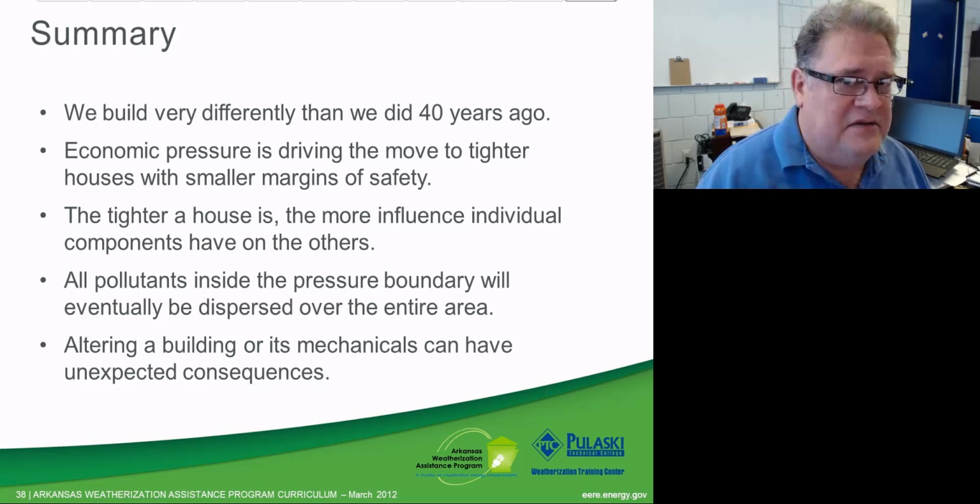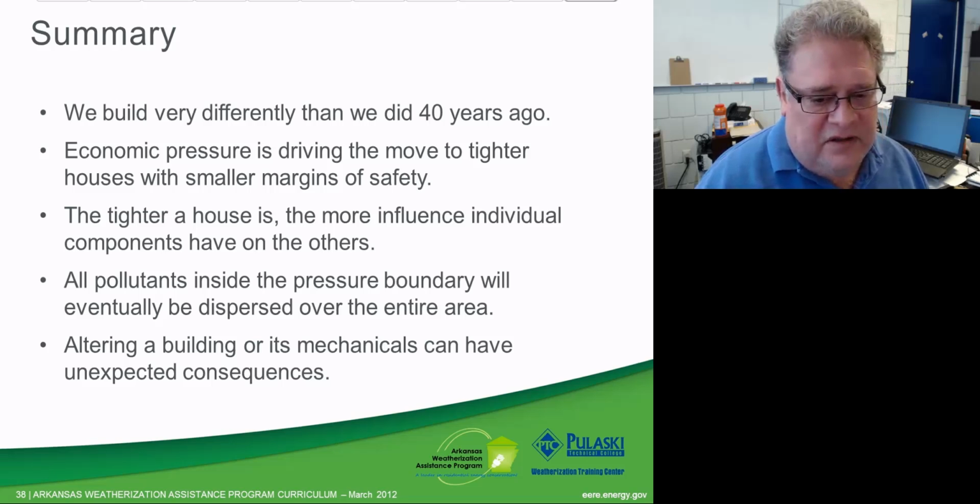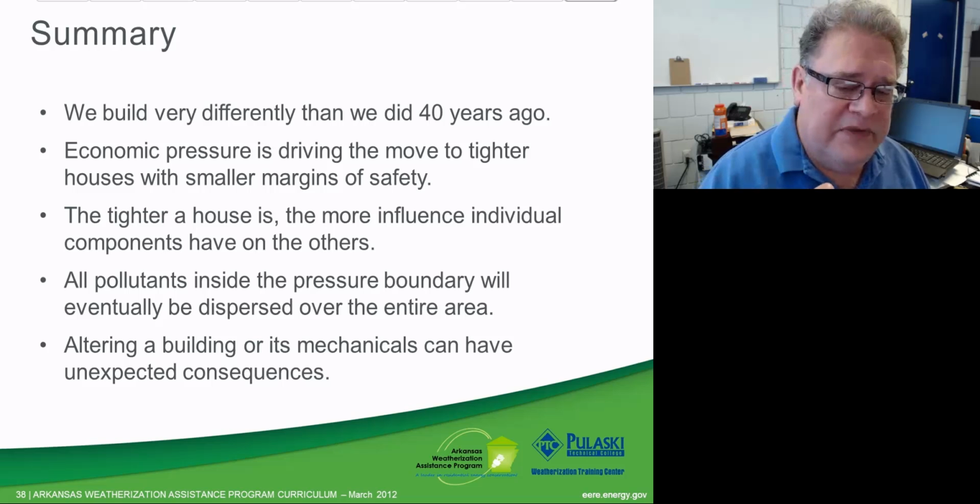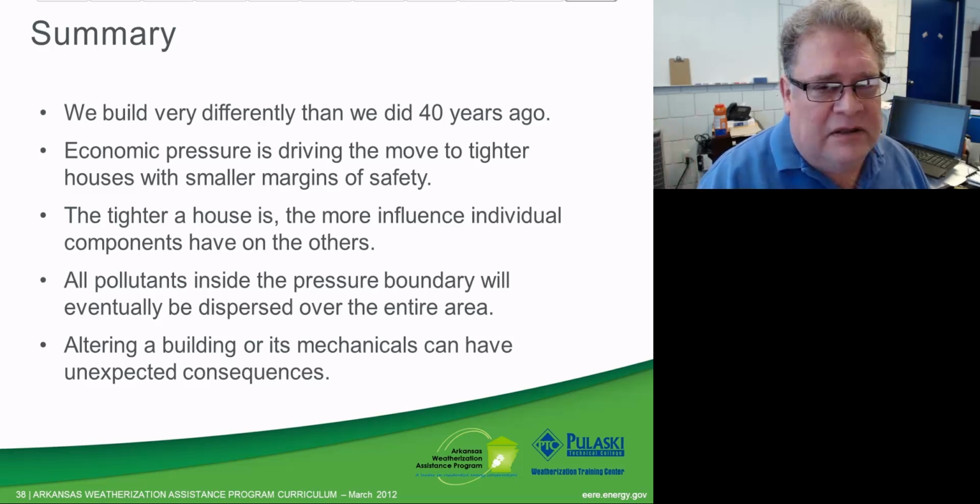The tighter the house is, the more influence individual components have on the others. So a fan tends to have a lot more influence on an open combustion water heater that's natural draft when it's in a tight house than it would if it were, you know, same size house but much looser. In other words, a higher blower door number. And all indoor pollutants inside the pressure boundary are going to be dispersed over the entire area.